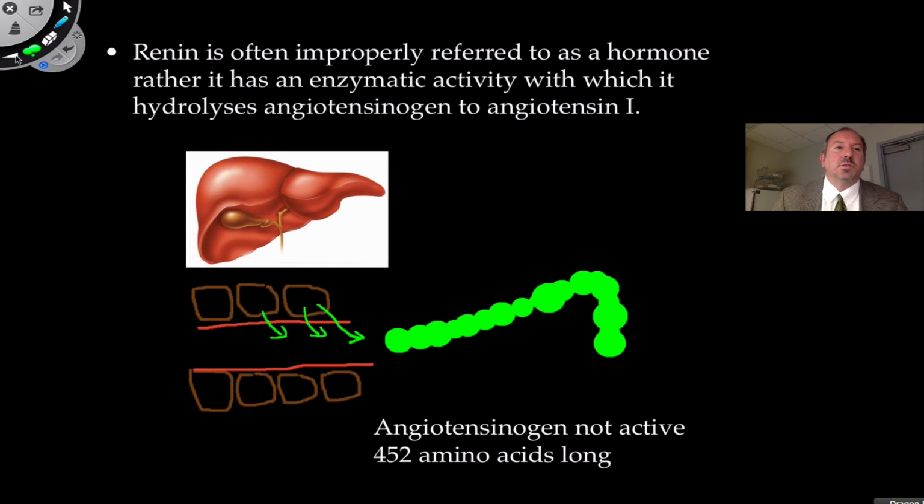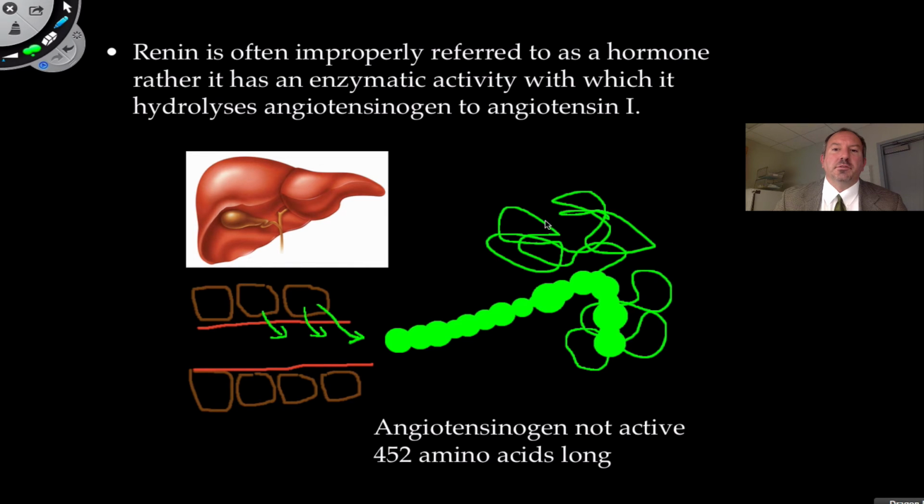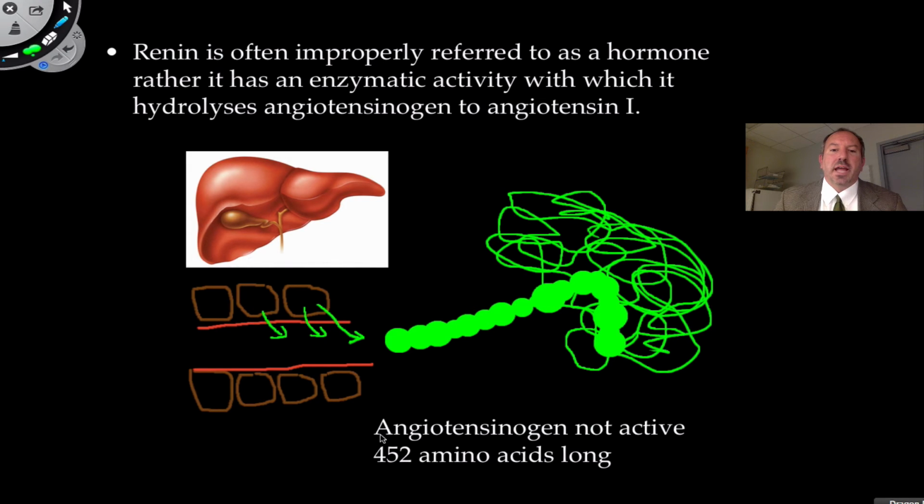And so sometimes what's shown in a book is that it'll just sort of weave around like this, and it shows it three-dimensional like this, and there's bonds holding the whole protein together. Okay, so this big protein, angiotensinogen, this big protein is inactive. In other words, it's not active.